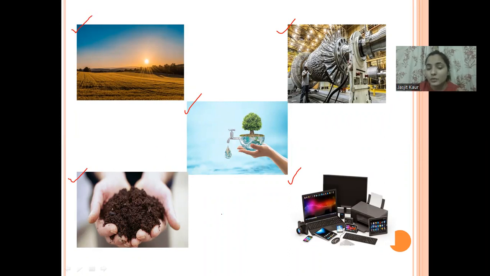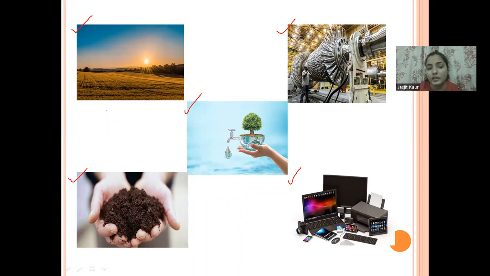As you must have studied about natural resources, these are the things which we directly get from nature, and we do not pay any money to any person while using these resources. So, you have to identify natural resources out of this.